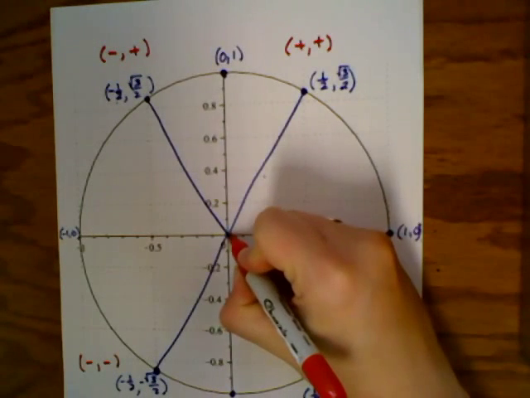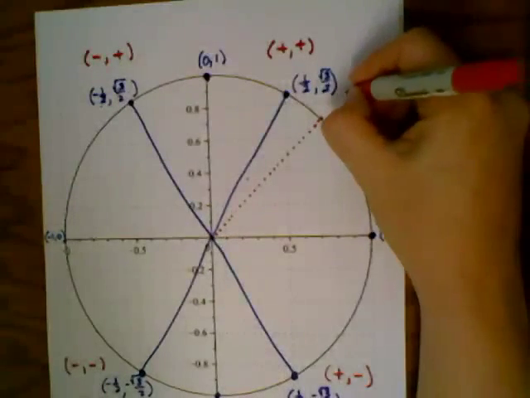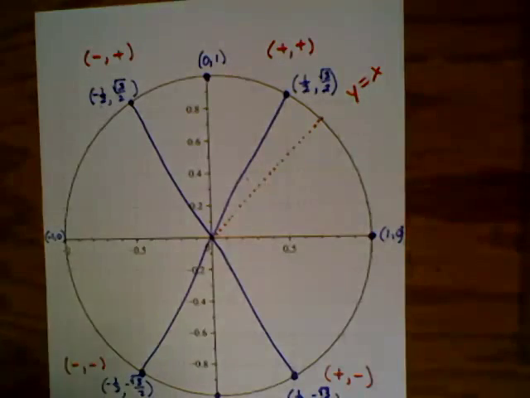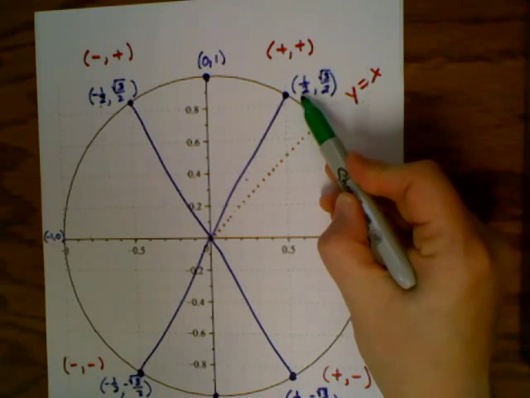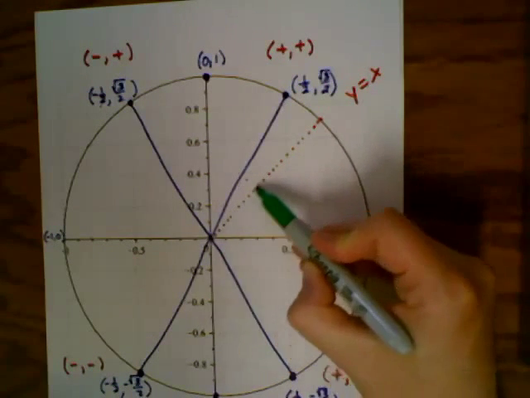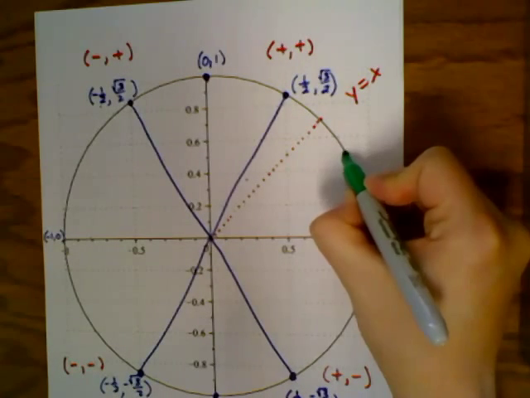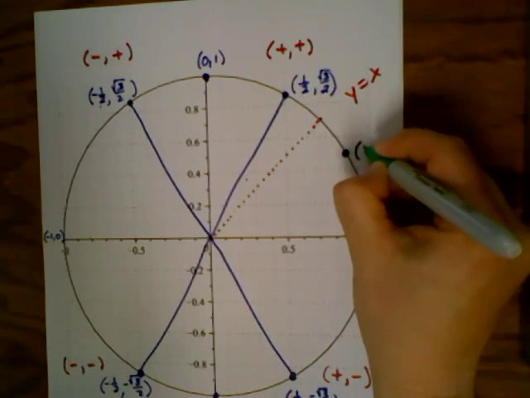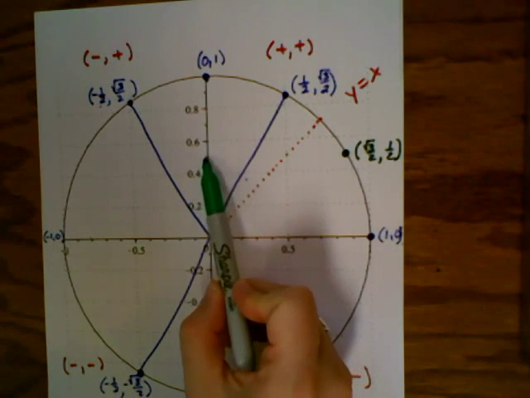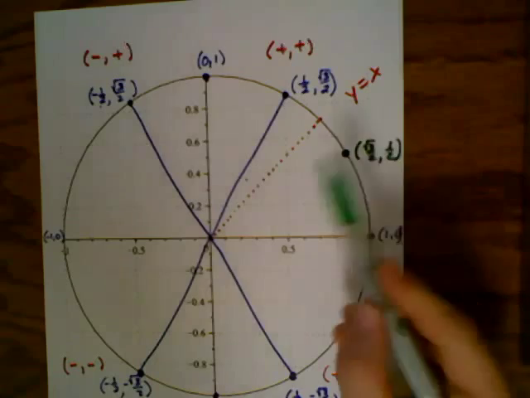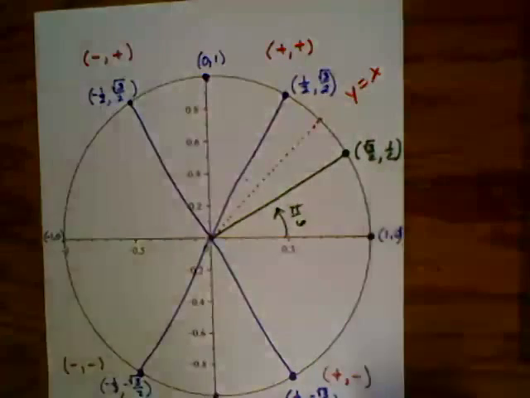Now, let's look at the bisector of the quadrant. That bisector lies along the line y equals x. And if we reflect this ordered pair, 1/2, square root 3 over 2, over the line y equals x, we will land right here, where the x value is square root 3 over 2 and the y value is 1/2. You can see 0.5 straight across, y value 1/2. And that's the ordered pair that corresponds to a rotation of pi over 6.